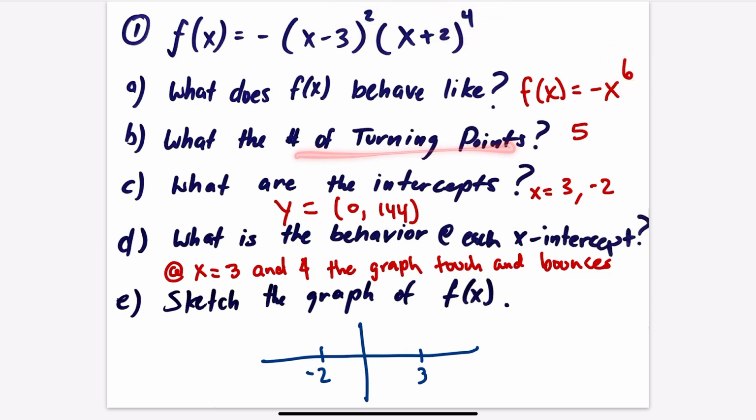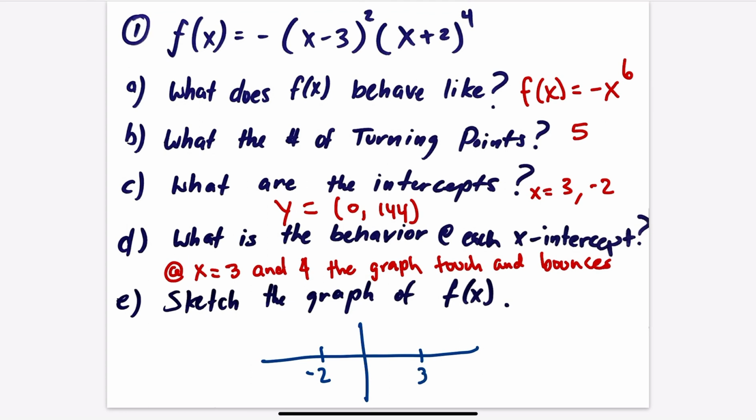Turning points is always 1 less than the degree. The degree is the total number of x's you have, and then -1, that's your turning points. X-intercepts: remember, set these equal to 0 and solve for x, so we should have 3 and -2. That's what we have here. Y-intercept is always plug in 0, right? Do the math. It should have been 144, but go ahead and check me. If it's wrong, let me know. But I think that's what I got.